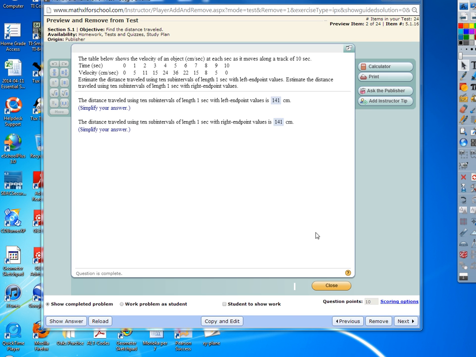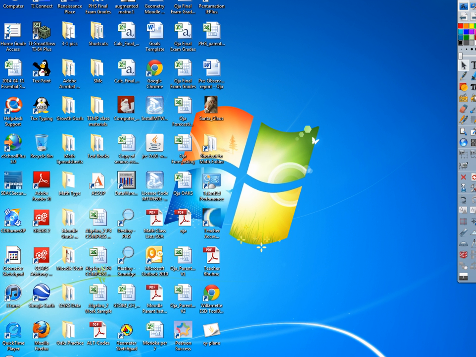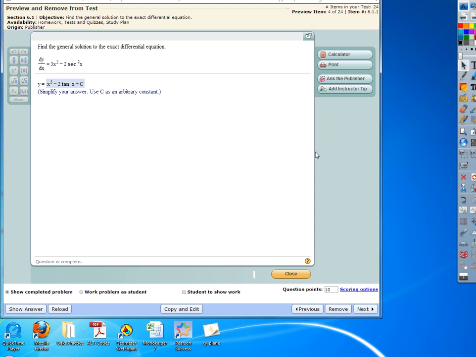What else? Oh, why do I keep doing that? Okay, find the general solution. Remember what a general solution is? I'll tell you what, raise your hand if you want to see this one. Otherwise I'll just go through them. Okay, let's see if people want to see that. All right.